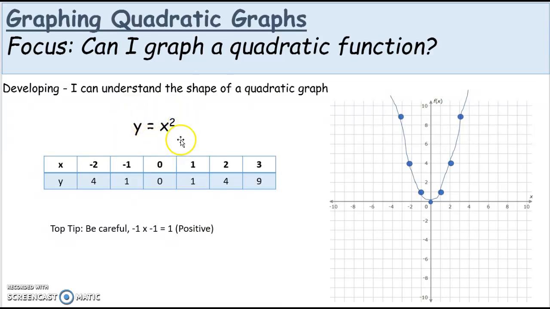Y equals x squared. I usually teach my students to use a table of values, or xy table. So you choose -2, -1, 0, 1, 2, 3. Simple enough. If you substitute 0 into here, 0 squared would be 0. 1 squared would be 1. 2 squared would be 4, and 3 squared would be 9.